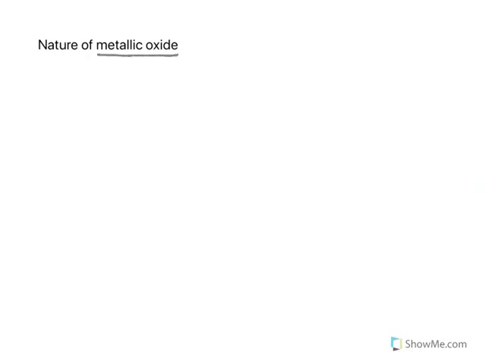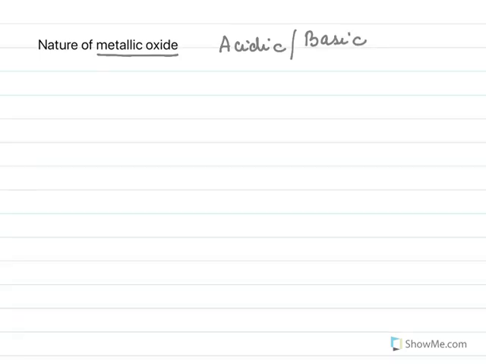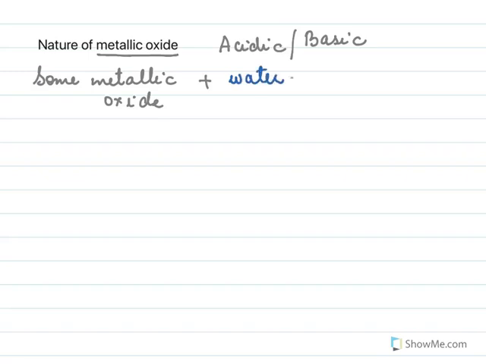Next we are going to see the nature of metallic oxides. We are going to find out, are metallic oxides acidic in nature or are they basic in nature? So we take some metallic oxides and we dissolve them in water. Not all metallic oxides dissolve in water. Some metallic oxides you dissolve in water, and when you dissolve them in water, you get hydroxides. And these hydroxides, which are soluble in water, are called alkalis.